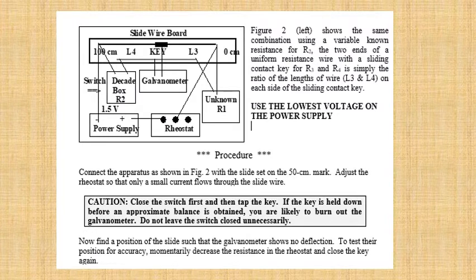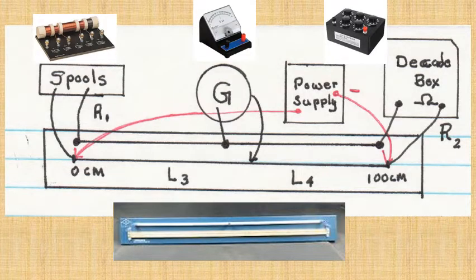Then we set up the slide wire value as shown in the figure. What we want to do is proceed from the power supply that's positive over to the 0 on the slide wire. From the 0 position, we want to connect our spools, one to the 0 position and one to the steel rod at the similar location. That makes the spools R1s, which are our unknowns. The other red wire goes from the 100 centimeter mark to the negative on the power supply.